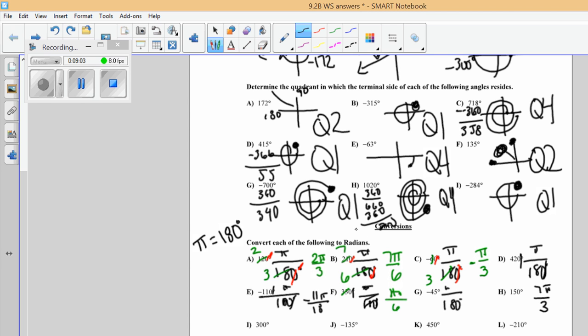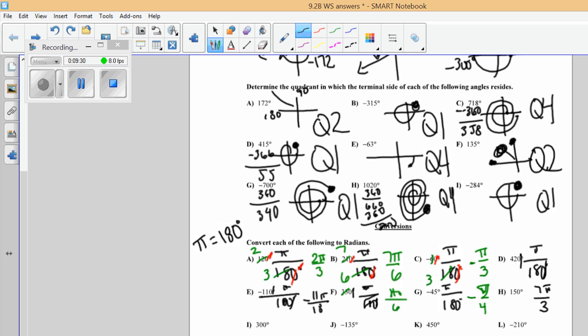Put your 180 on the bottom, put your pi on the top. 45 goes into 180 4 times. 45 seems really scary and confusing because it's such a weird number. But just remember that 45 is half of 90 and 90 is half of 180. So it's going to go in there all 4 times. But our answer is negative pi over 4.